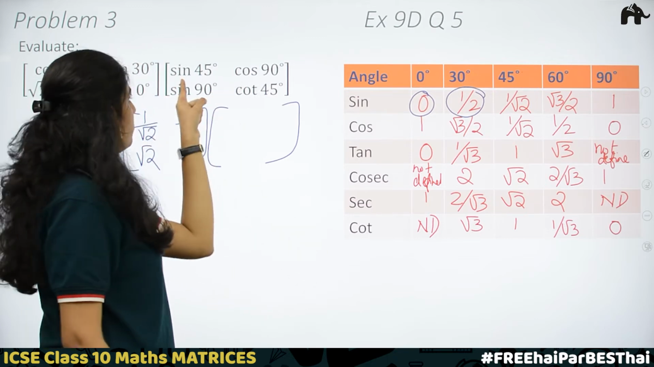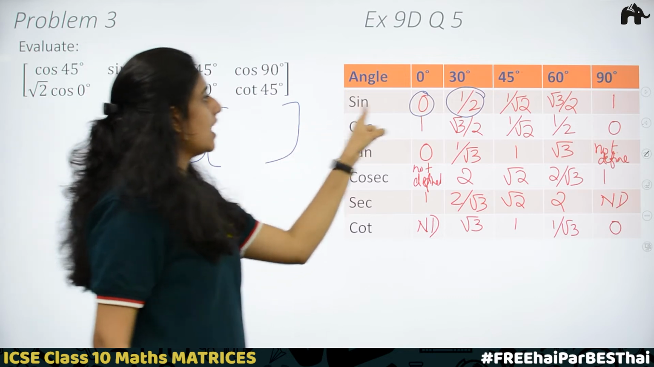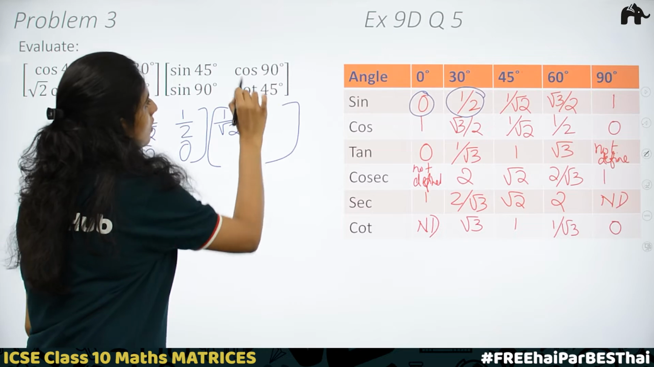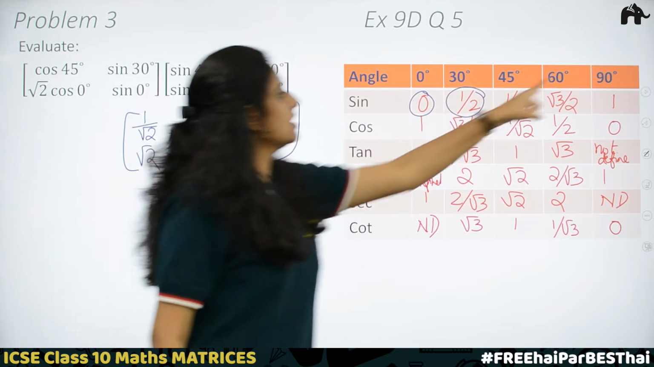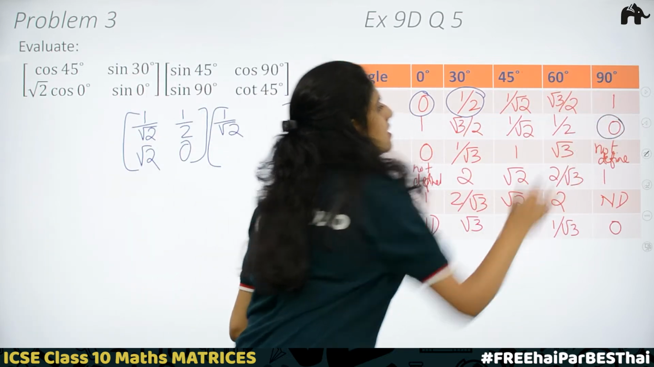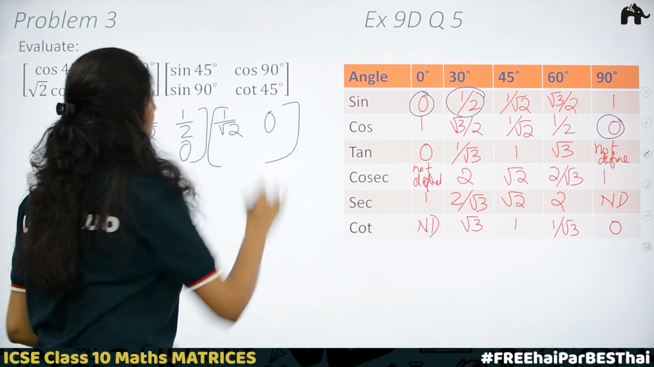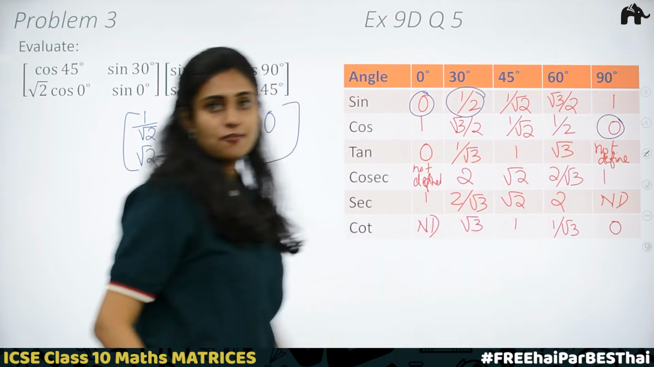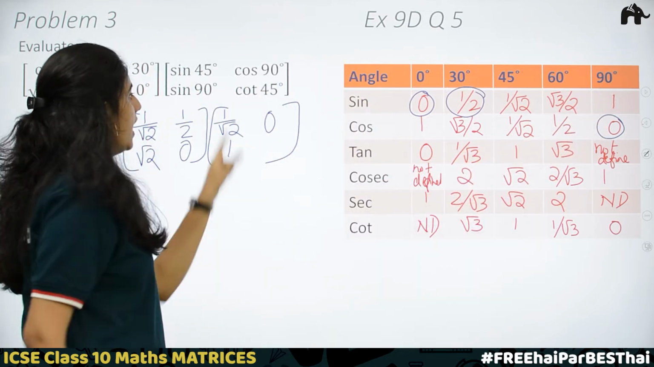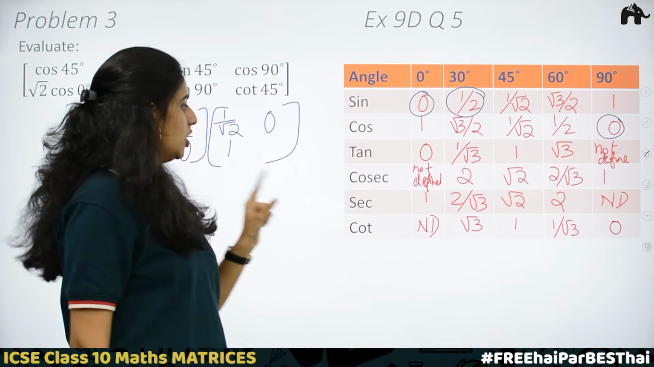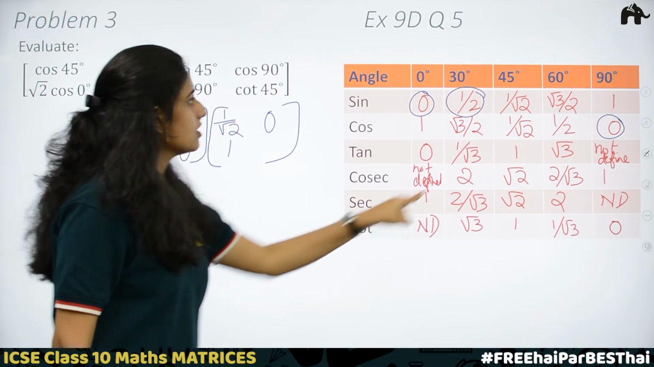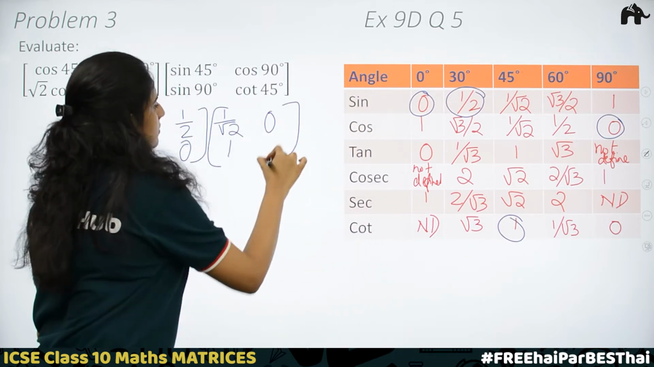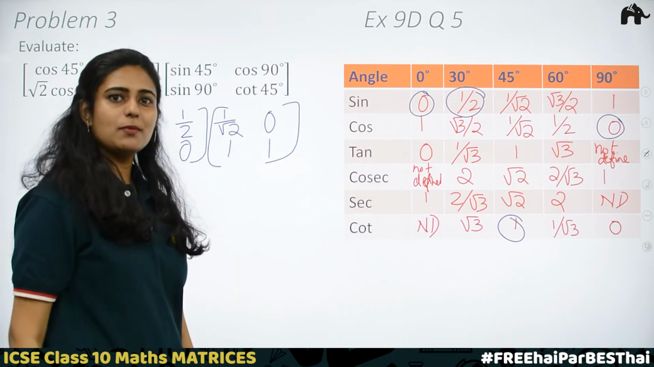Next matrix, we need sine 45 degree. Sine 45 degree is 1 by root 2. Cos 90 degree. Cos 90 degree is 0. Sine 90 degree. Sine 90 degree is 1. And cot 45 degree. Where do we have cot 45? Cot 45. This is the value 1. Now we can easily multiply. We know the matrix multiplication.